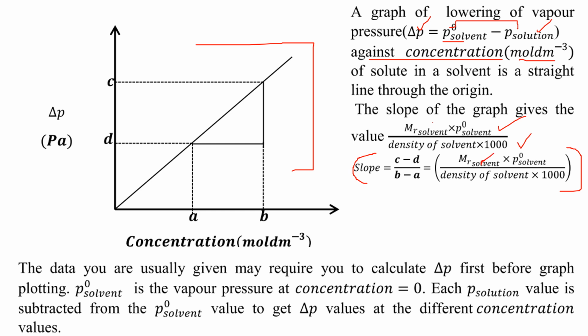I noted here, because I know some of you may forget, that the data you are usually given may require you to change to relative lowering of vapor pressure first before plotting the graph. The vapor pressure of the pure solvent is the vapor pressure when the concentration is equal to 0. That means the concentration of the solution is 0, so the vapor pressure of the solvent is going to be greater at that point. Each P of the solution value is subtracted from the P of the solvent value to get the change in P values at the different concentration values.